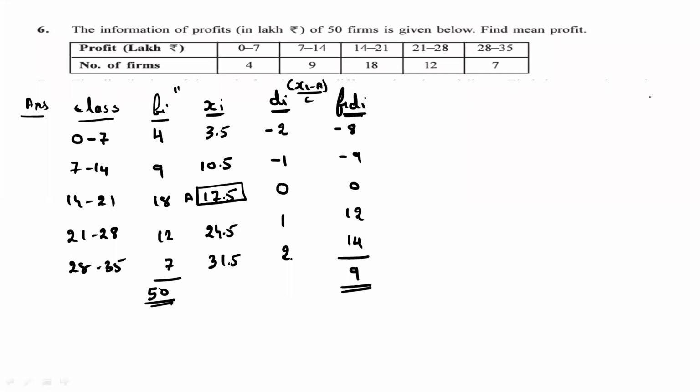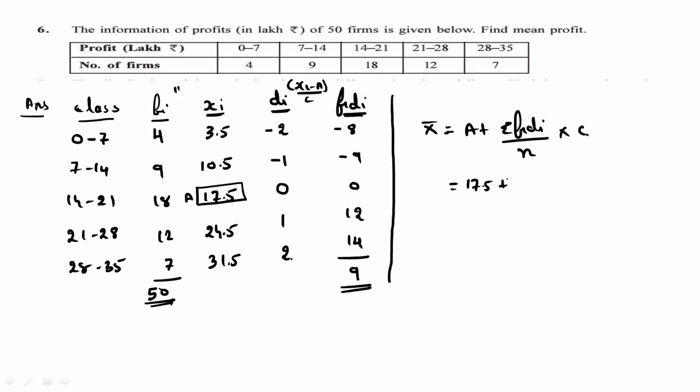I will say only the roll number, you have to pick up yourself. Now, roll number 69, what is the formula for this particular sum? It is continuous data. X bar is equal to A plus sigma fi di upon N, into C. Very good. What is the value of A? 17.5. And sigma fidi is 9.